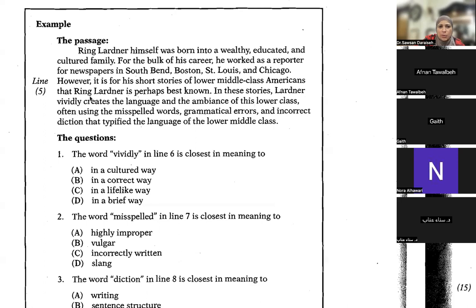So Americans that Ring Lardner is perhaps best known. So he is famous or best known for these stories in which he depicted the lower middle class Americans, all right? The heroes of his stories, guys, or the characters, are Americans, but what? Lower middle class. In these stories, right? Lardner vividly creates the language. In his story, guys, you know the writer is a creator. He creates what? Lardner vividly creates the language, in a vivid way, as if you are there, you are listening.